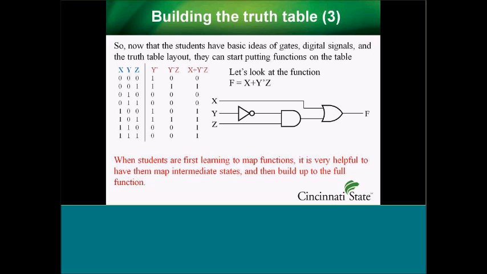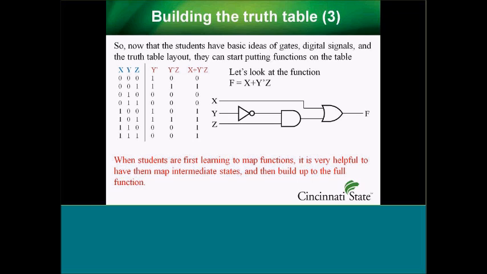So now what I say is, okay, so now we have the basic ideas of gates. What you need to do now is build the truth table. So now we have the ideas of digital signals. We understand what the truth table represents. The truth table represents all the combinations of these inputs X, Y, and Z. So that starts to make sense to them. Okay, so let's look at the function X or Y prime Z.